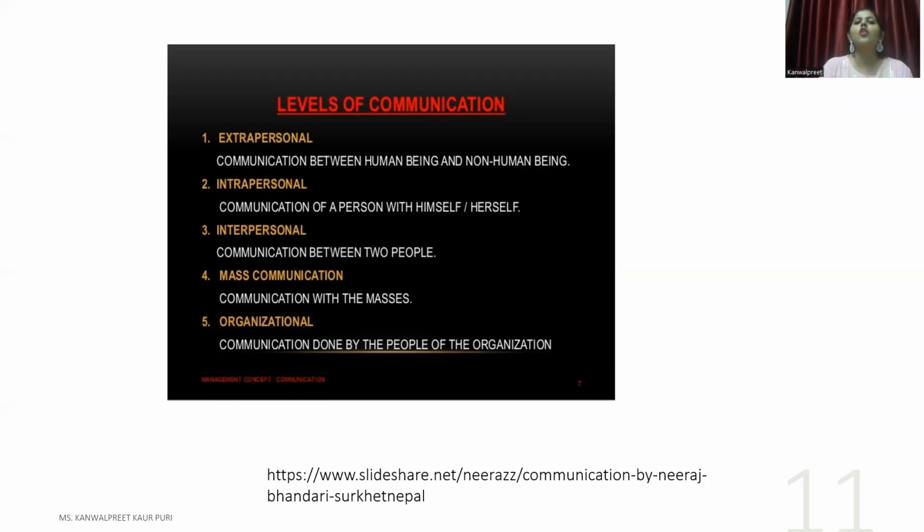Then intrapersonal, when you're communicating with yourself, you are writing your answer. Okay, you're discussing with yourself. Okay, you're not discussing with someone else. Intrapersonal, you're writing your diary, what happened in the entire day. Okay, so that becomes intrapersonal. Interpersonal is communication between two people. So never get confused between intra and inter. Okay, just as in colleges, we have inter-college or intra-colleges within the same college but different sections. And interpersonal is when we are competing with another college. Mass communication is with the masses, and organizational communication is done by the people of the organization.